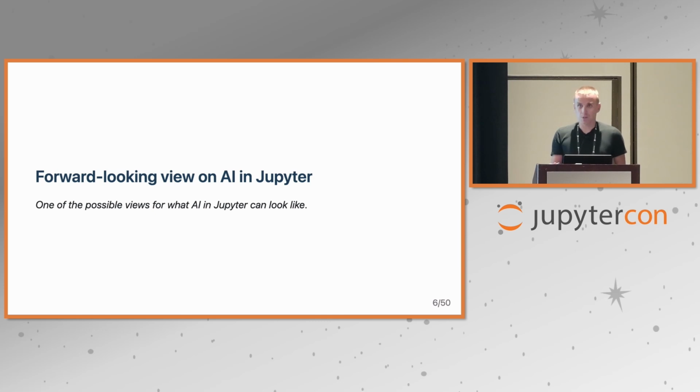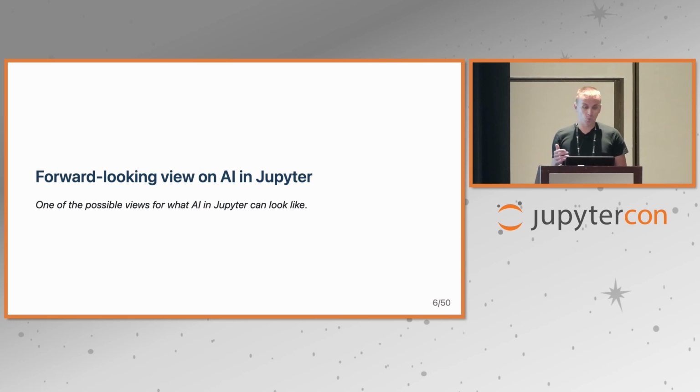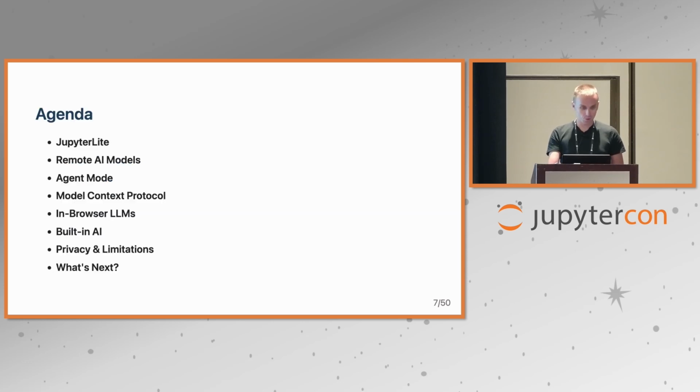So this talk is not like we're showing you something that works and you can use in production, and so on. It's more like a forward-looking view on what AI in Jupyter can look like. So it's just one of the possible views. And I think there are many ways you can have AI in Jupyter, and we've seen some examples this morning. And this one is just another view of this. So a quick look at what we're going to cover.